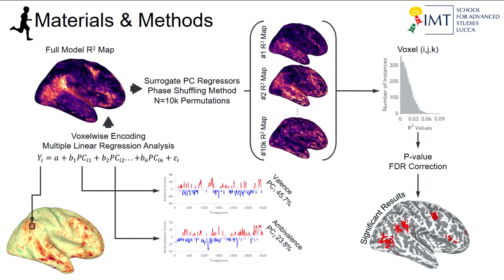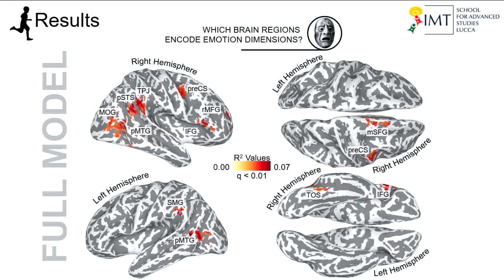And to overcome the multiple comparisons problem, we employed a false discovery rate correction that finally led us to the map of significant results. So these are the results for the full model, answering the question which brain regions encode the emotion dimensions. And as you can see, we can observe regions that we know are already involved in emotional processing and social cognition in general, such as TPJ, posterior STS, the inferior frontal gyrus, and supramarginal gyrus.